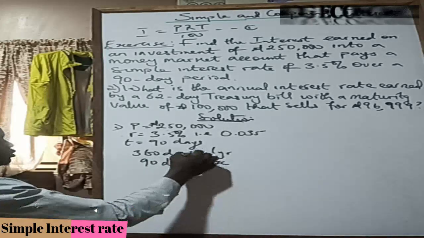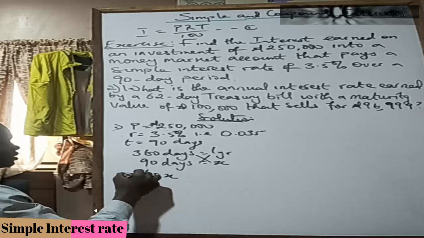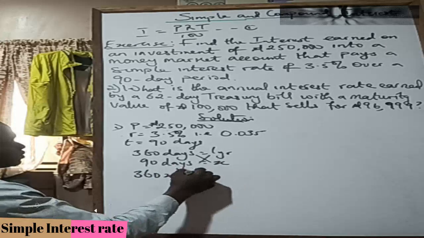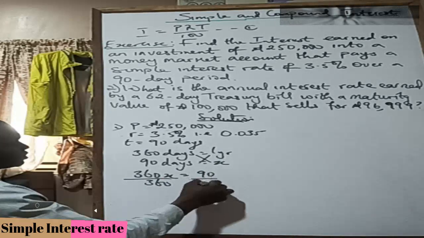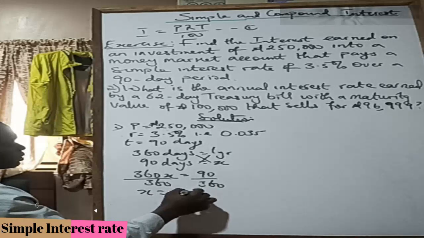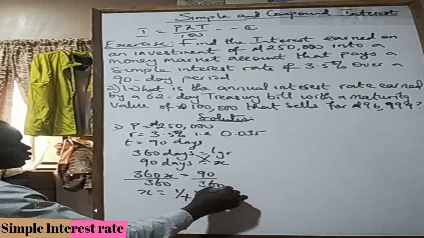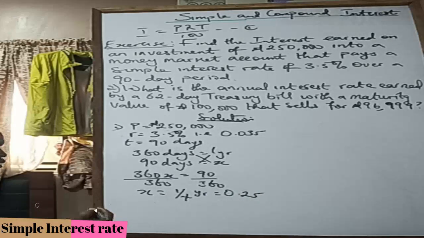So x. What does this cross multiply? 360 multiplied by x will give us 360x, because 90 times 1 is 90. Divided by 360, and then x equals 1 over 4 years. So x here is 0.25. This is the biggest deal about the question. So when we continue, we can now apply our formula.